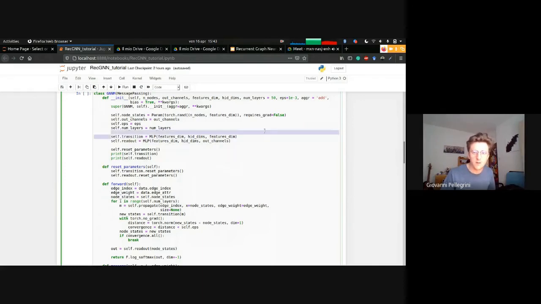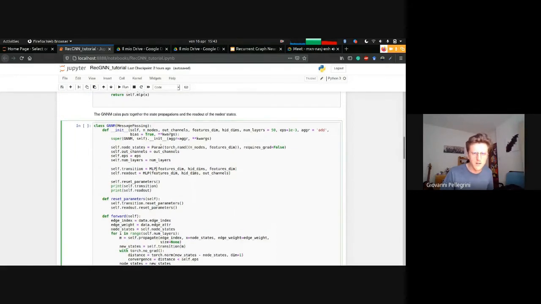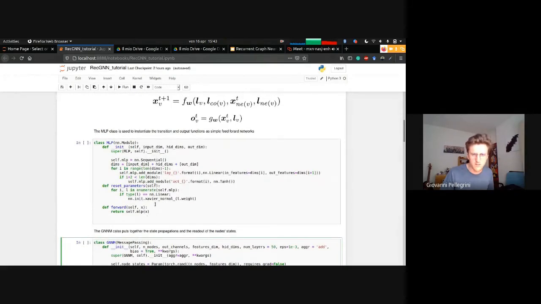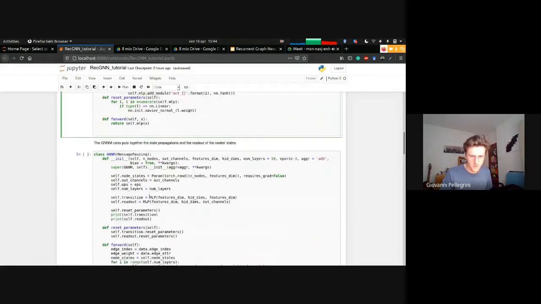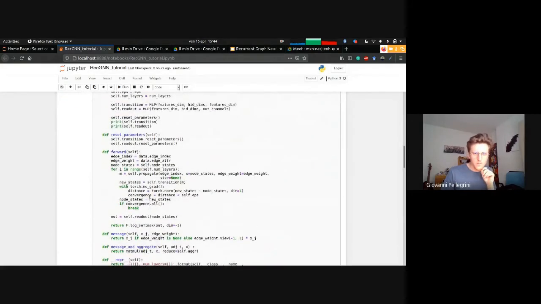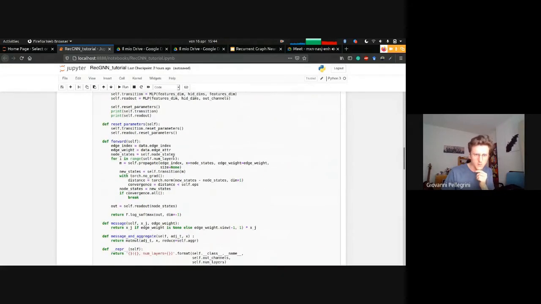And here we have implemented our two functions, the transition and the readout, by using this class, which is a multi-layer perceptron. It's a very simple class that I've described here, and basically it takes several linear layers and puts them together. It's very simple, very easy, very basic. So here we have all the components that we need. Let's go to the forward phase.